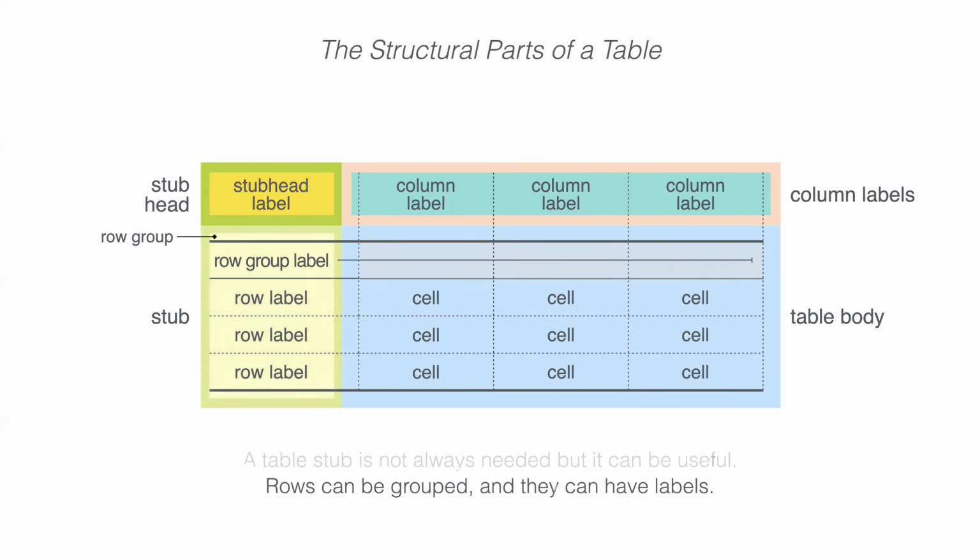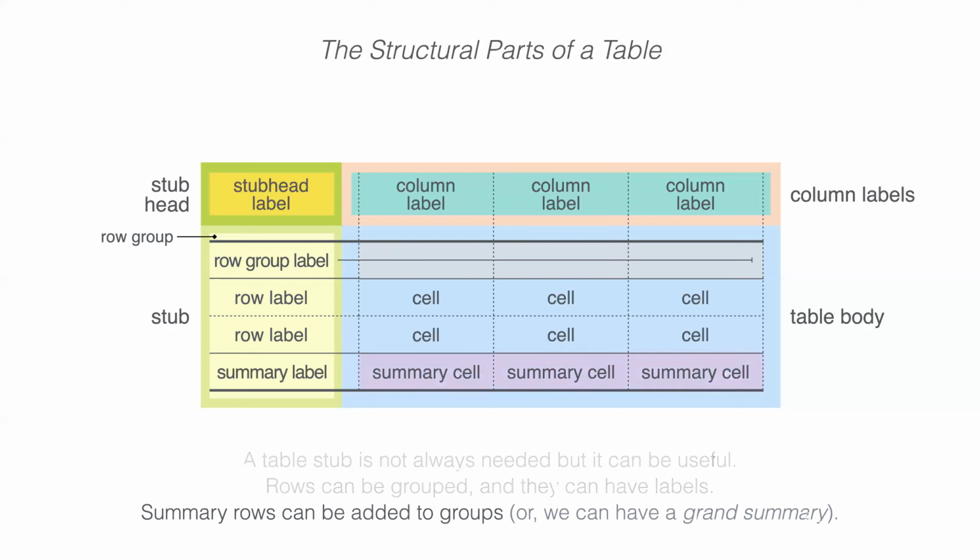So a row group is essentially a name for a group of rows, and it usually appears by just running across, so any cells to the right are not there. You'll see this later on, and you've probably seen it before as well. But rows can be grouped, and they can have labels. And in the GT API, we can add summary rows to groups, or we can add summary rows that refer to all the rows or cells in a table. And we call that a grand summary. Okay, so in this stub now we have a summary label and we have summary cells in the table body.